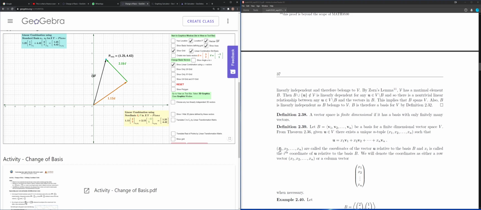Those scalars, you keep track of those, and you could write them either in a row vector form or a column vector form, right? So you can write your coordinates either as a row vector or as a column vector.